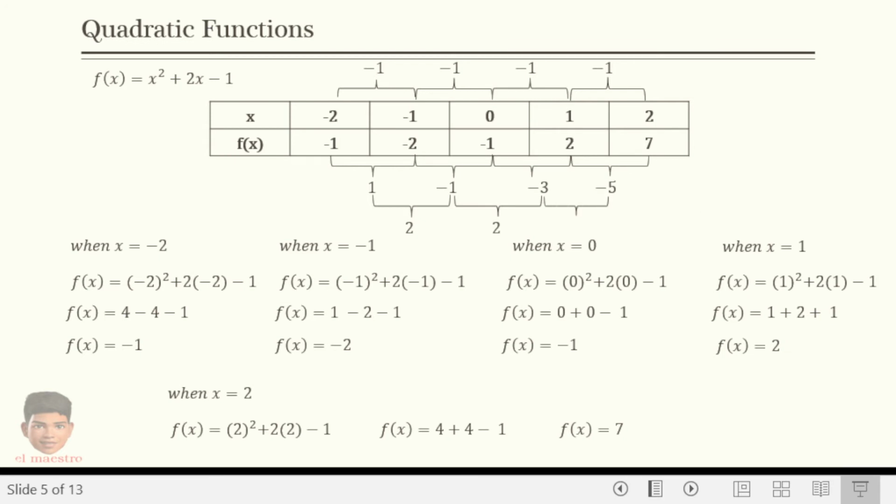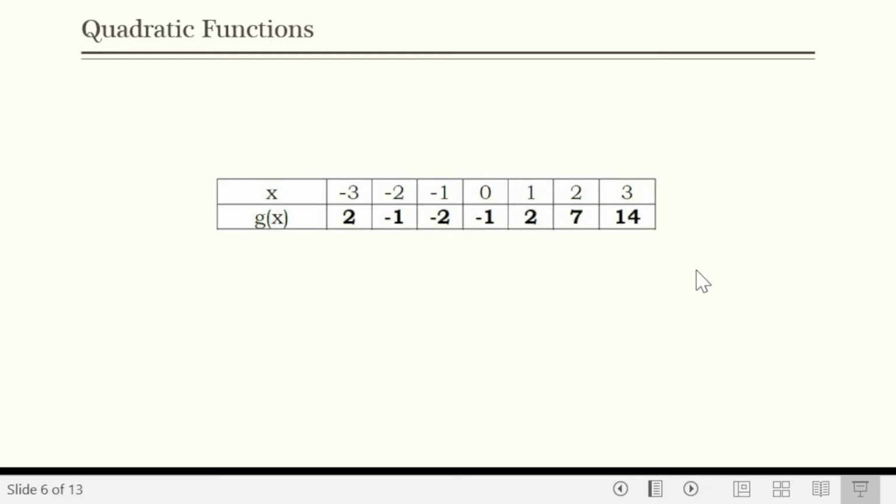Negative 3 minus negative 5, that is positive 2. Okay? So, nakita nyo, during the second time na nag-minus, nag-subtract tayo, dun tayo nakakuha ng uniform difference. So, therefore, this table is a quadratic function. Okay? So, halimbawa, this one.